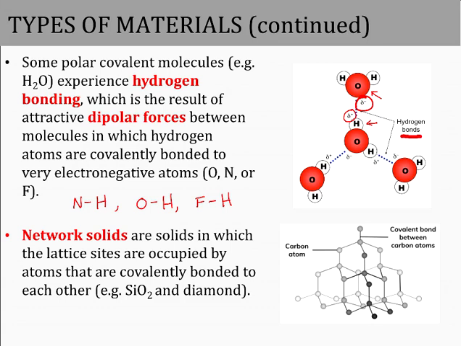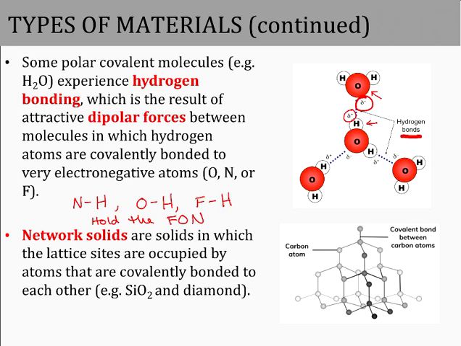All right, and one easy way to remember when hydrogen bonding occurs is to hold the phone. So hold the FON. So if you have a hydrogen bonded to fluorine, oxygen, or nitrogen, you have the potential for a hydrogen bond.